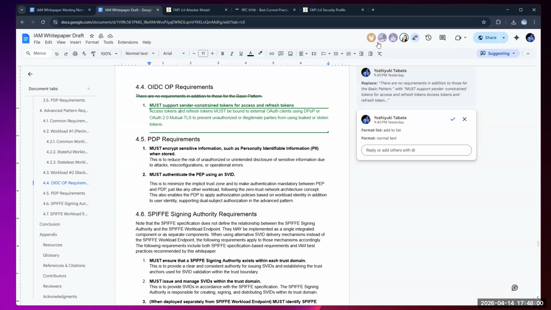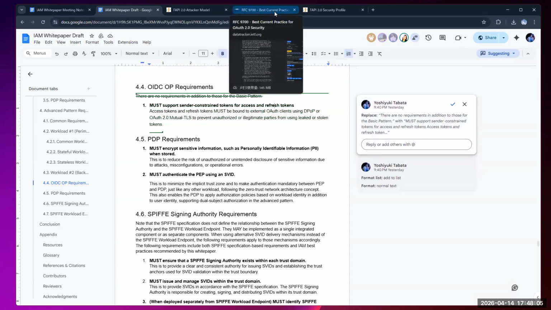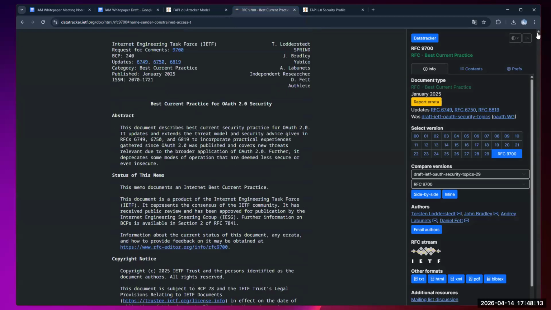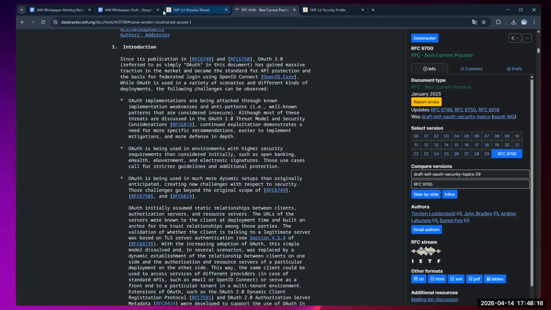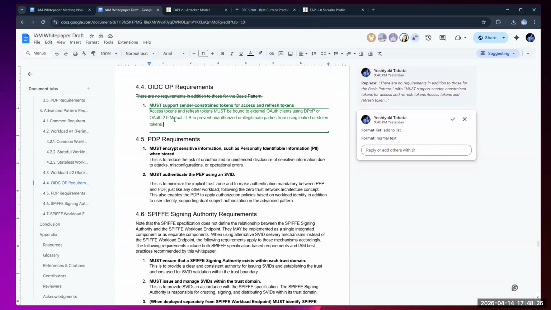So if the API handles sensitive data, according to RFC 9700, which is the best current practices for OAuth security, we need some enforcing to use sender-constrained access tokens. In that case, maybe we can use "must". I'm okay with this change then.